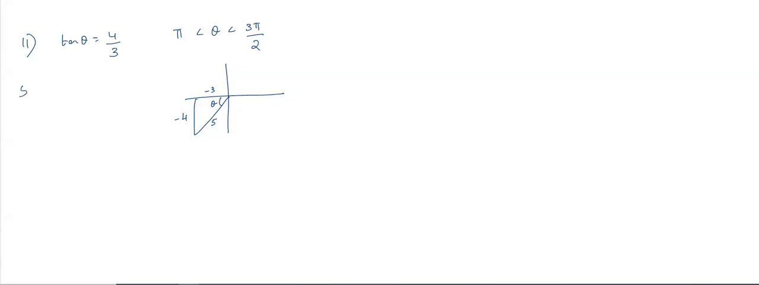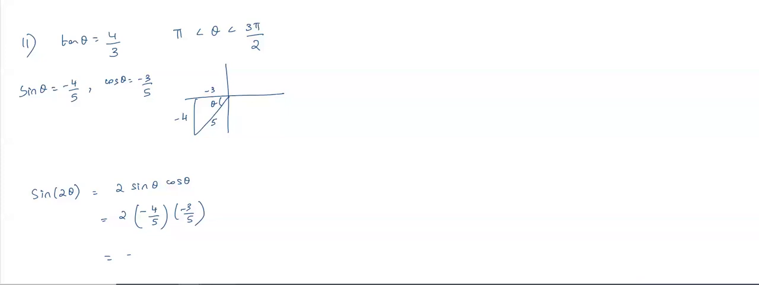Based on this, I know that sine theta is negative 4 over 5. Cosine theta is negative 3 over 5. That's all pretty much I need. I can now write the sine double angle as 2 sine theta cosine theta, which is 2 times negative 4/5 times negative 3/5, which is 24 over 25.